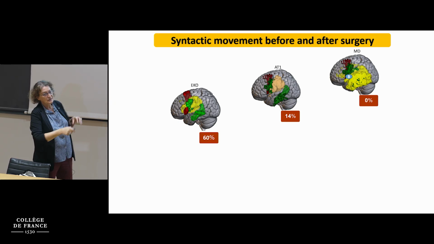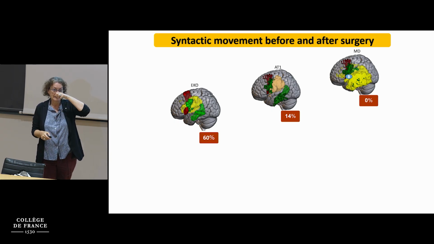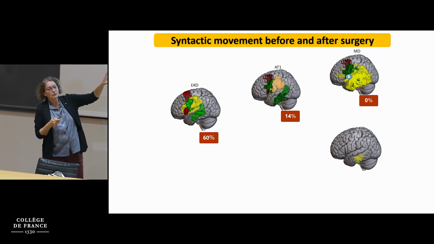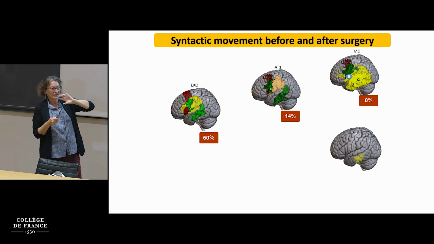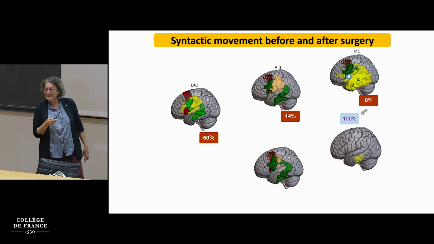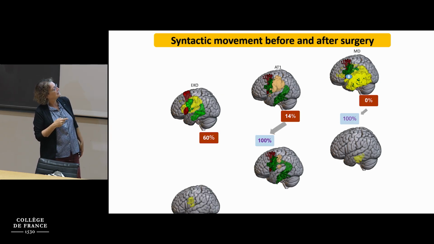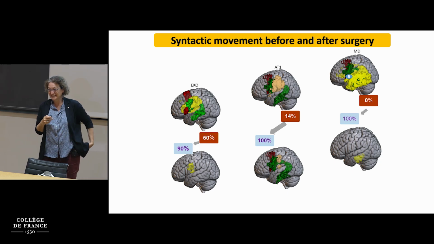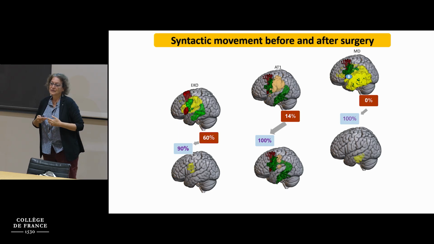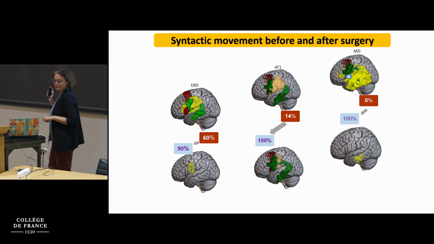You see, these three patients have tumors that affect the language areas. What happens after we remove their tumor? Here, the tumor was not removed completely, but it doesn't affect Broca's area anymore. 100% in the syntactic tasks. Here, 100% in the syntactic tasks, and here, 90%. So what you can see is that when the tumor is removed from language areas, the language abilities may recover, even complex language abilities like syntactic movement with intervention.